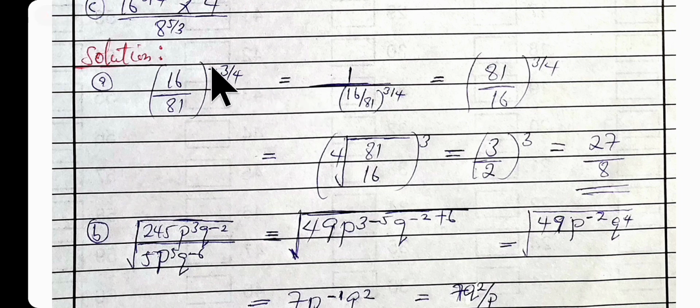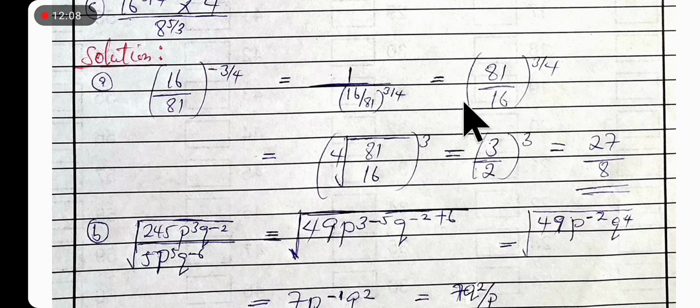This minus means 1 all over. That's why we have 1 all over 16 over 81 raised to the power 3 over 4. No more minus. We have removed the minus. The minus has been taken care of by the 1 all over. So this is the same thing as 81 over 16. Why is it 81 over 16?